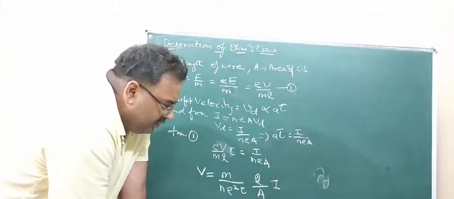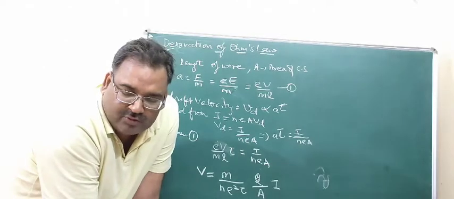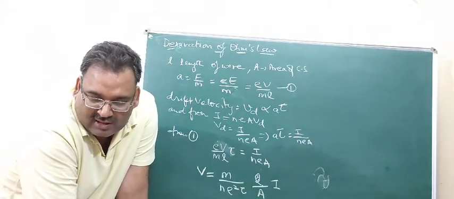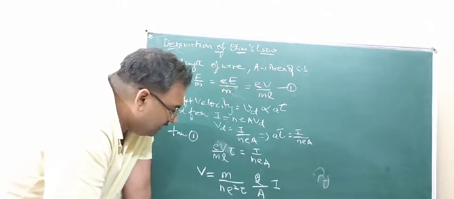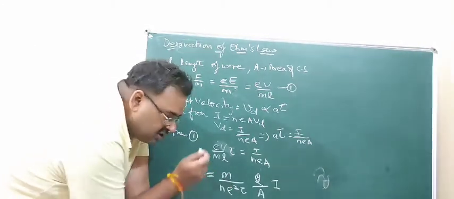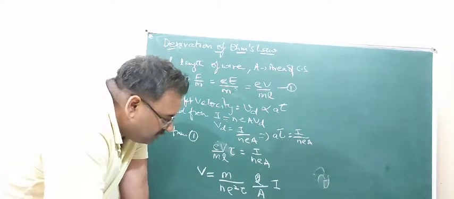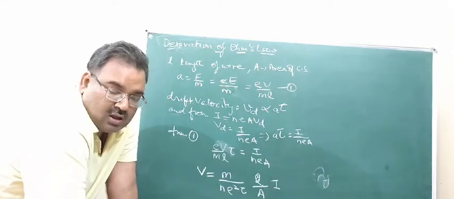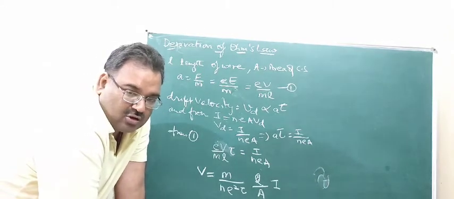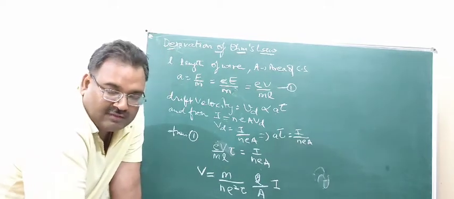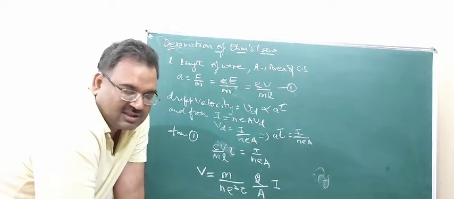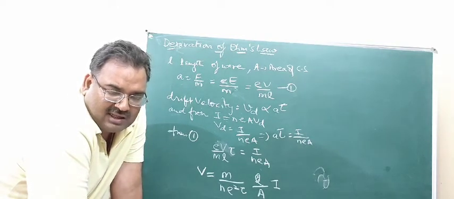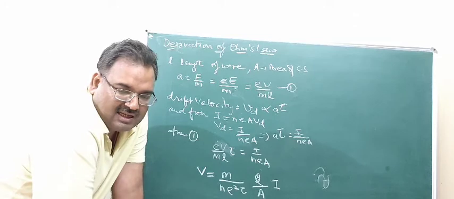Now you look here. We are going to prove Ohm's law: V is directly proportional to I. Now we see here m is the mass of an electron, which is a constant. Number of free electrons is also constant. Charge of an electron is another constant value. Tau, if the temperature remains constant, then the relaxation time is also constant. For a given length of wire and area of cross section, L and A both are constant.